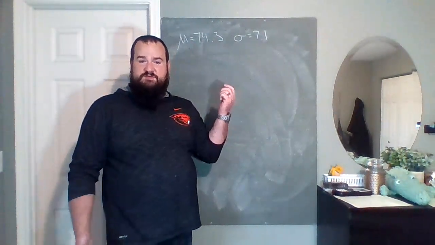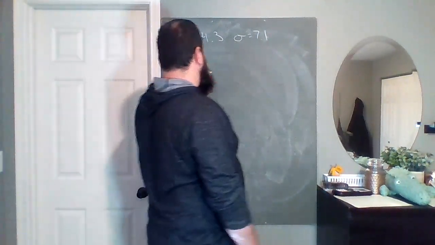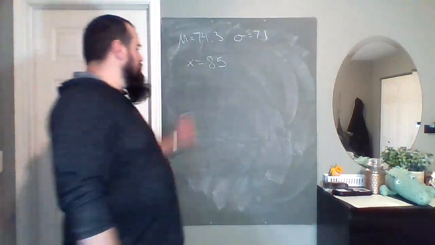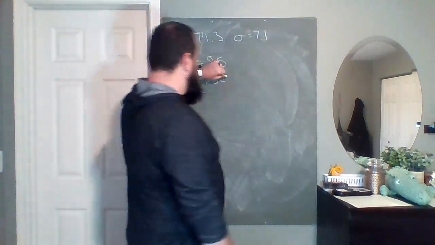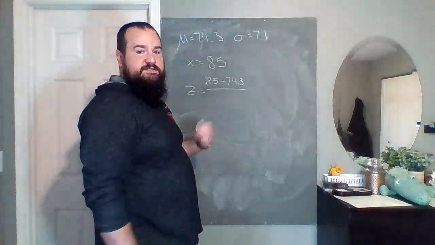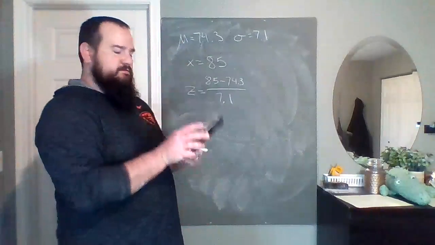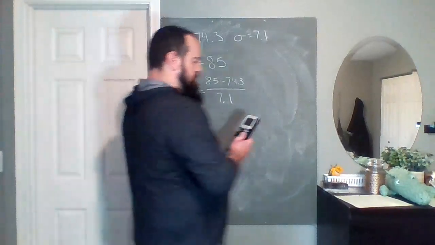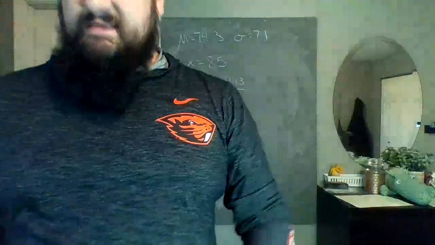So this is back to our test 1 average test scores. Mean of 74.3, standard deviation 7.1. If I have a data value of, say, 85, let's calculate its z-score. All we do is take our data value, subtract our mean, and then divide by the standard deviation. So grab your calculator. 85 minus 74.3, divided by 7.1, and I get 1.507042254, and that goes on forever.